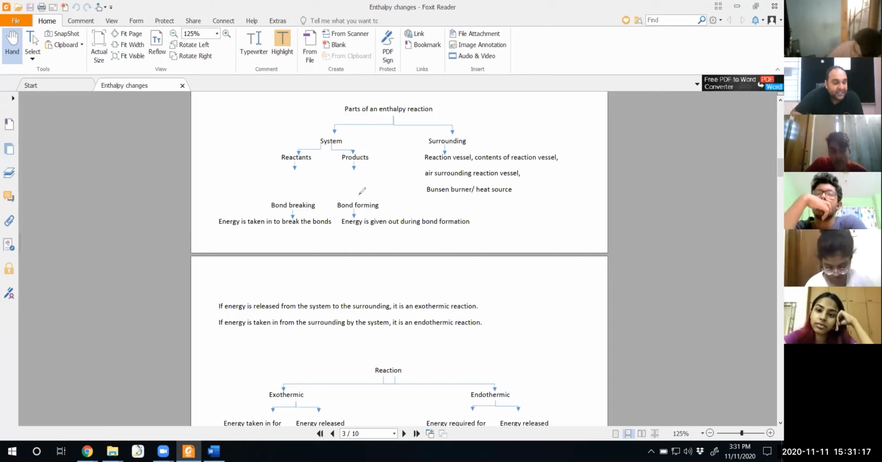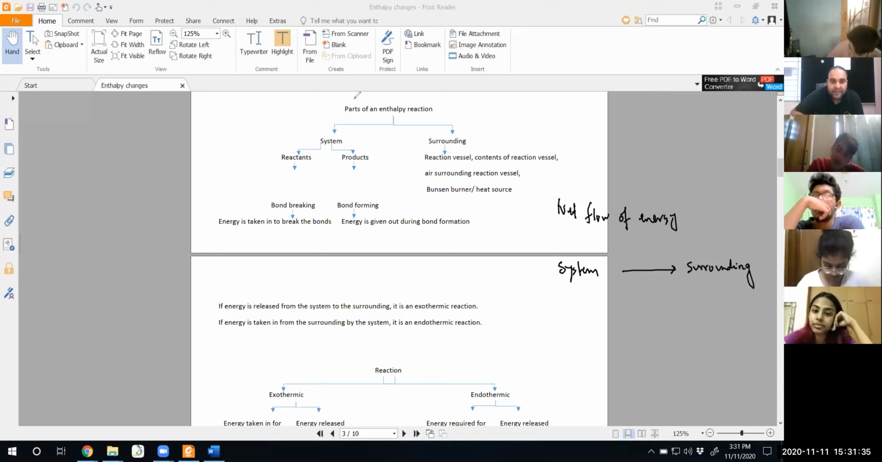So if the net flow of energy is from the system to the surrounding, we can call it an exothermic reaction.